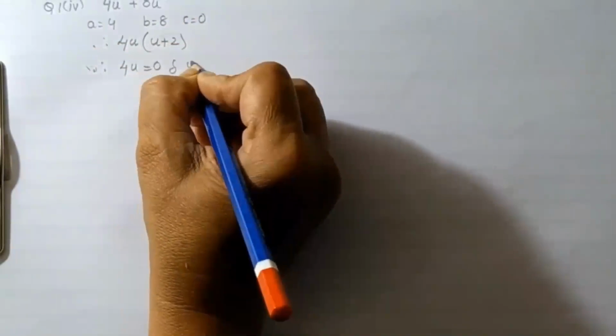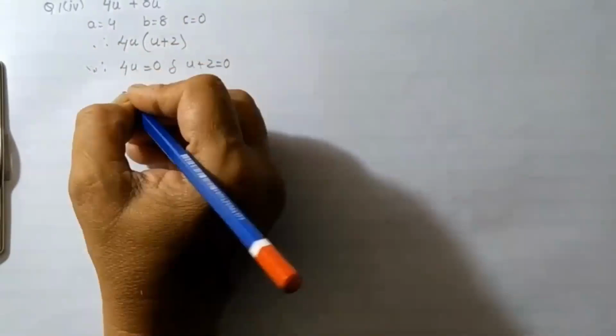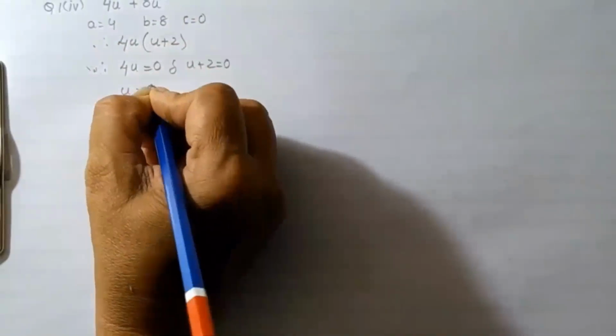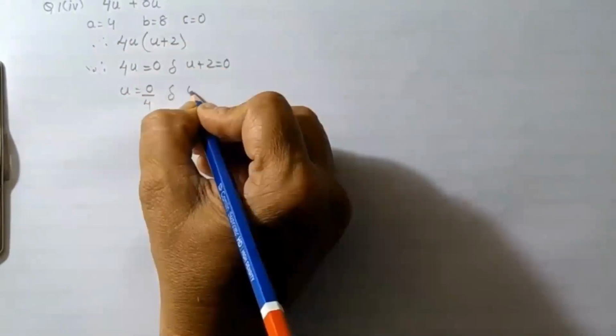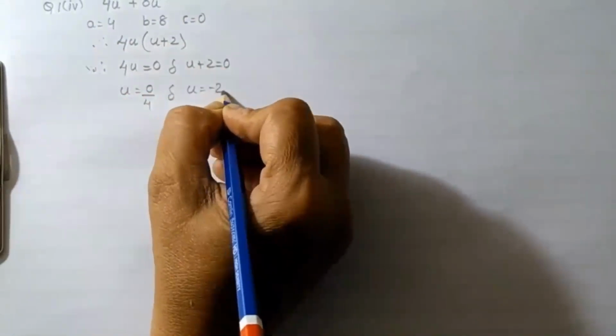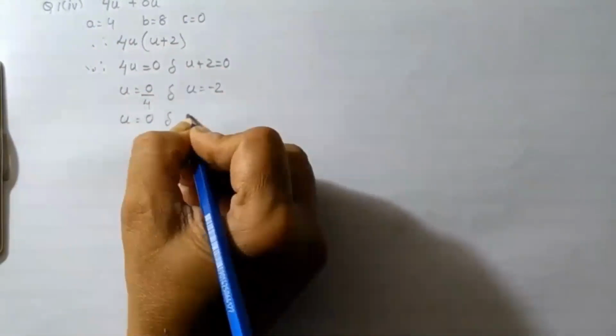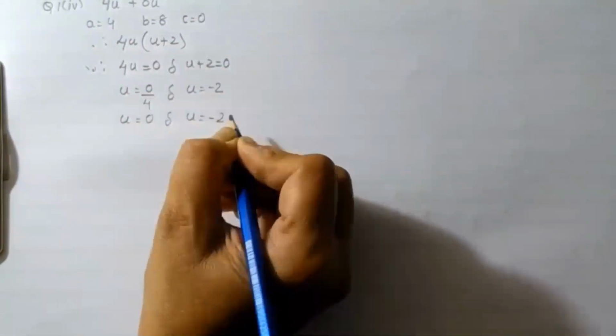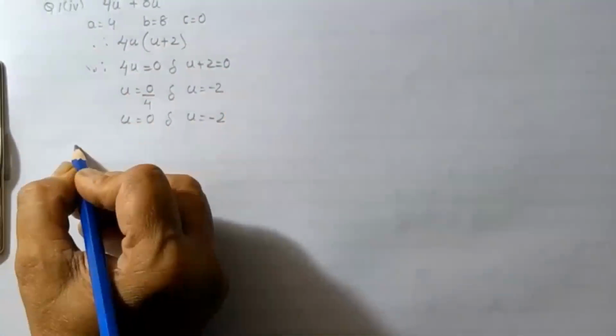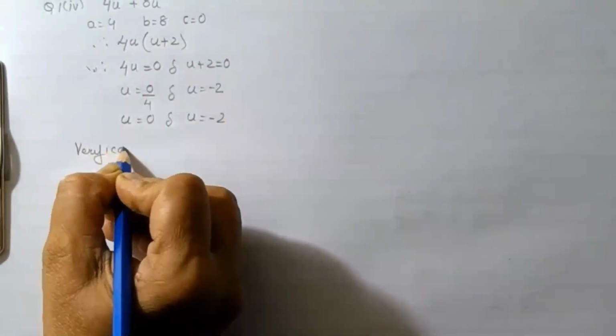4u is equal to 0, so u is also equal to 0. We'll come to know that. And u plus 2 is equal to 0, so u is equal to minus 2. These are the two zeros, 0 and minus 2.